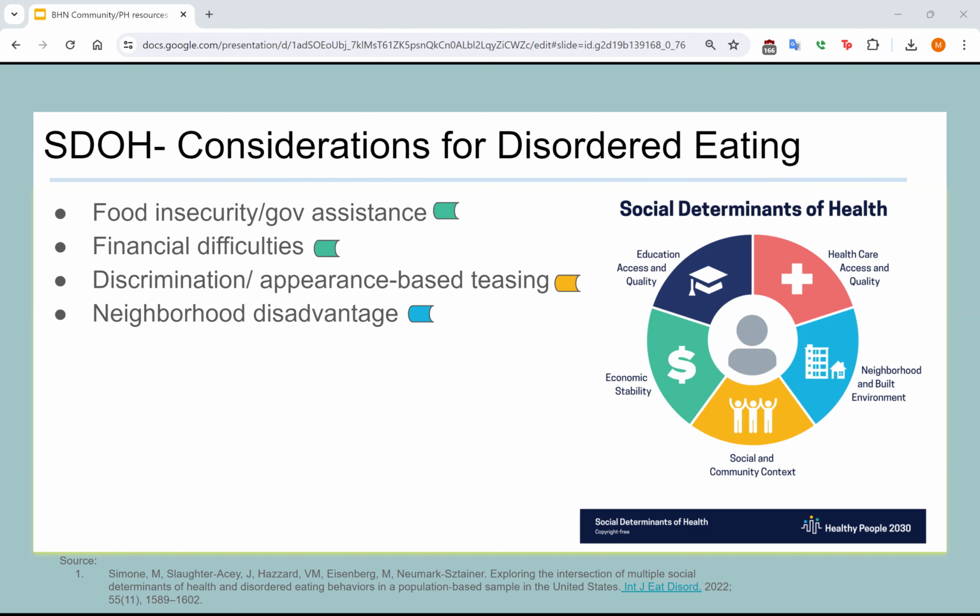Discrimination, especially appearance-based teasing, like weight-based teasing, can cause internalization of these stigmas and make you feel like you need to do these weight control behaviors. And neighborhood disadvantage. This one was interesting to me because they presented that if you don't live in a neighborhood with safe access to being able to move outside, then they may resort to more compensatory eating behaviors because they can't get that movement in, so they want to manage their weight some way and use weight control restrictive behaviors.